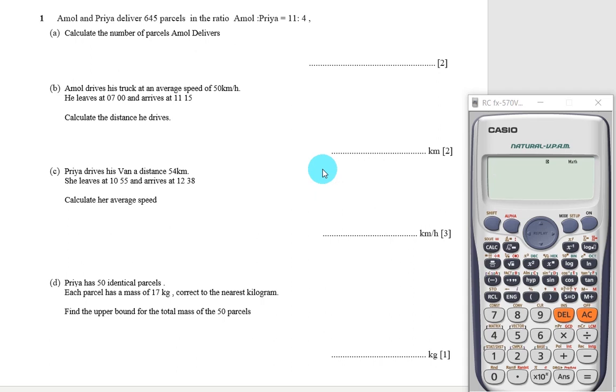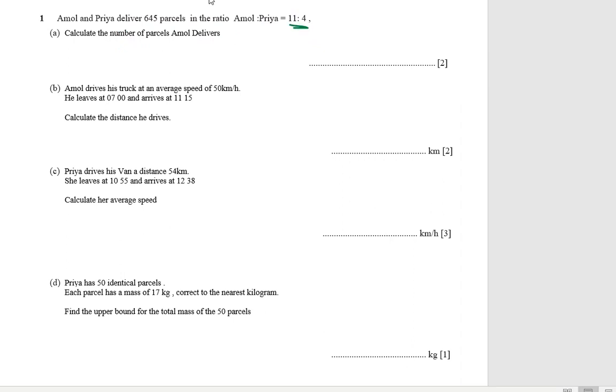Amul and Priya deliver 645 bracelets in the ratio Amul to Priya 11 to 4. Calculate the number of bracelets Amul delivers. Let us see the ratio. The total here will be 15.